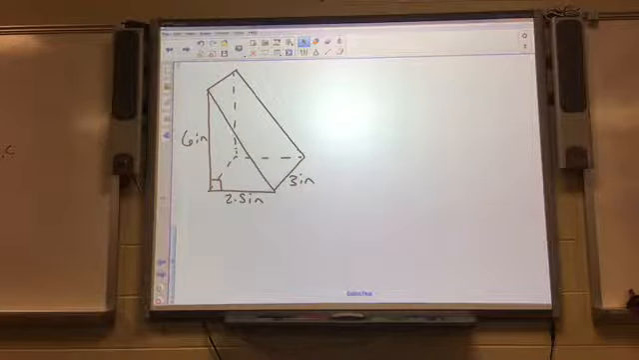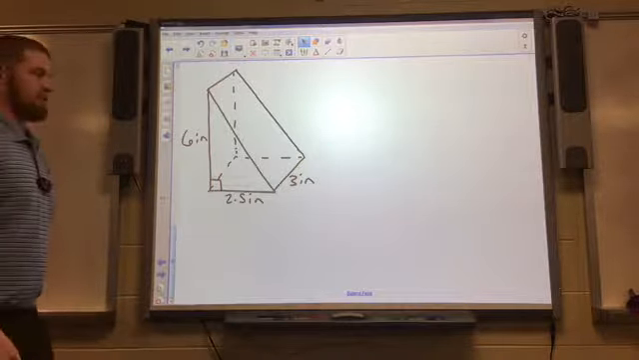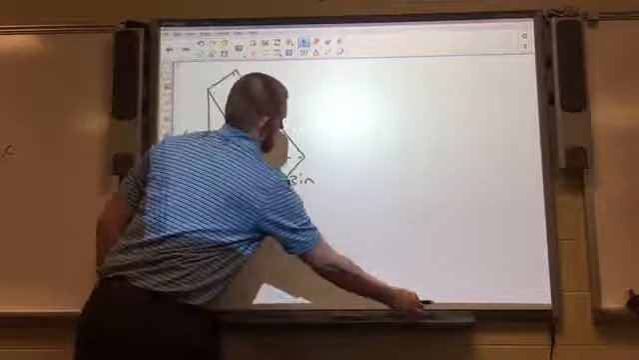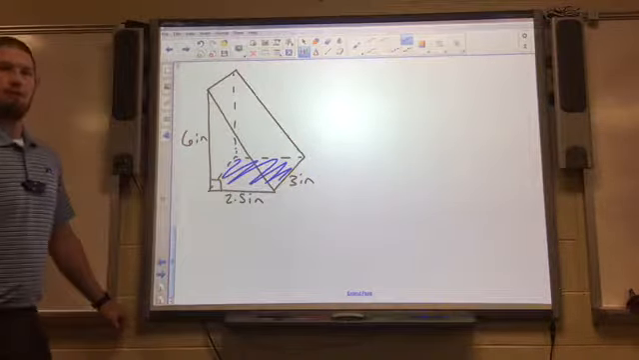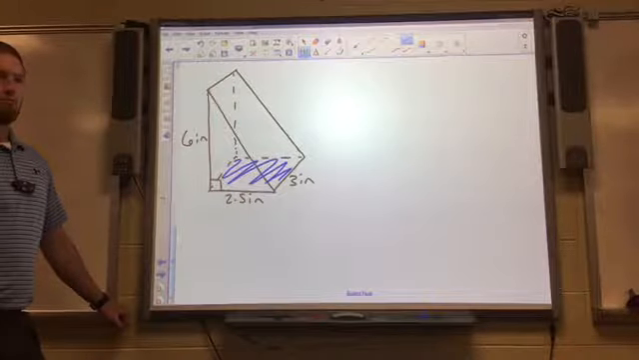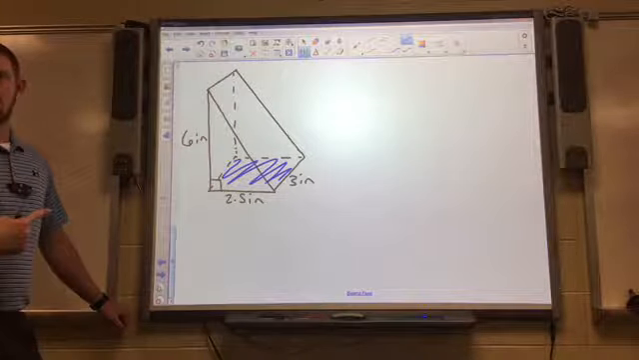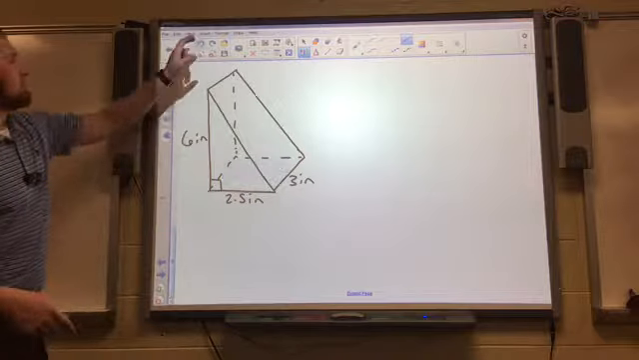But what shape is the base? And don't say square. Don't say rectangle. Why? There's 2 of them. Okay? At first glance, most of us want to say that this is the base. But how many is there? 1. So can that be the base? Not if it's a prism.